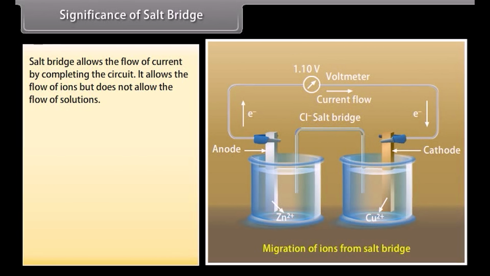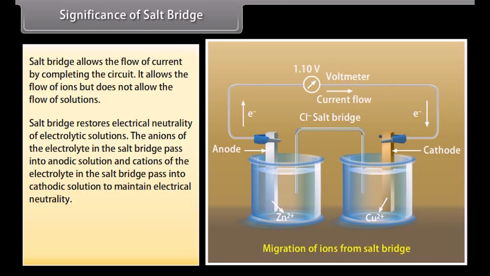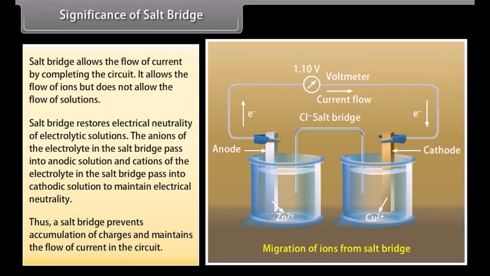Significance of salt bridge. Salt bridge allows the flow of current by completing the circuit. It allows the flow of ions but does not allow the flow of solutions. Salt bridge restores electrical neutrality of electrolytic solutions. The anions of the electrolyte in the salt bridge pass into anodic solution and cations of the electrolyte in the salt bridge pass into cathodic solution to maintain electrical neutrality. Thus, a salt bridge prevents accumulation of charges and maintains the flow of current in the circuit.